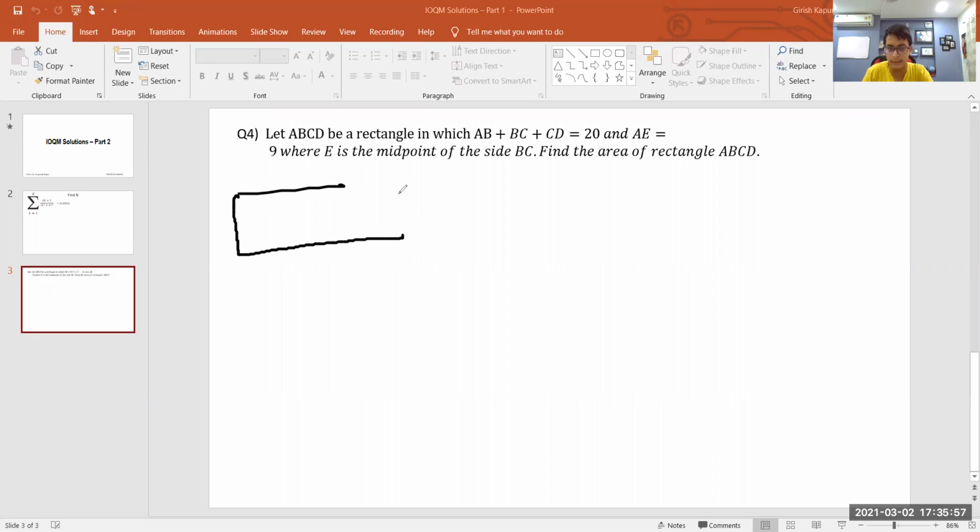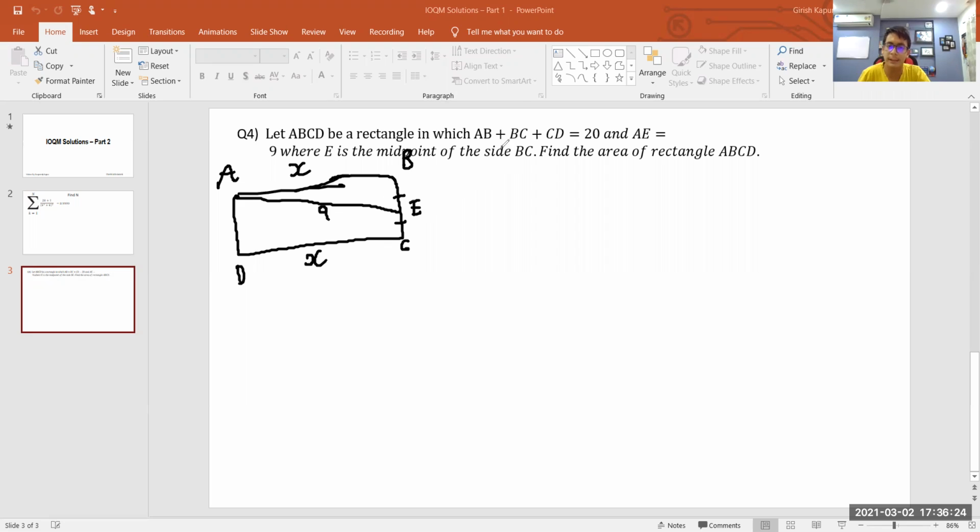Alright, so let's just draw the rectangle here. Okay, A, B, C, D. Now let's say this is my E, the midpoint. This is 9. Now one thing you know is that the opposite sides of a rectangle are equal, so AB is equal to CD and let them just be x.